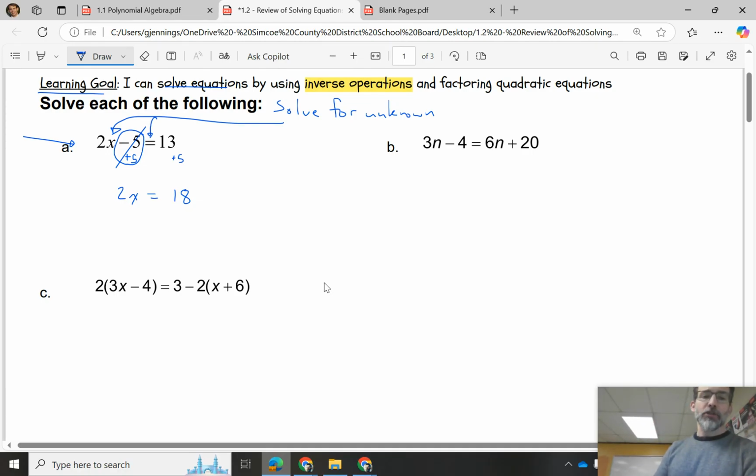Now, I have 2 times my mystery number gives me 18. Well, how do I undo that multiply by 2? I'm just going to divide by 2. If I do it to one side, what must I do to the other side? Good. So I do the same thing to both sides. Notice that 2 divided by 2 is 1. That's like saying 2 cookies and 2 people at the party. How many cookies does everyone get?